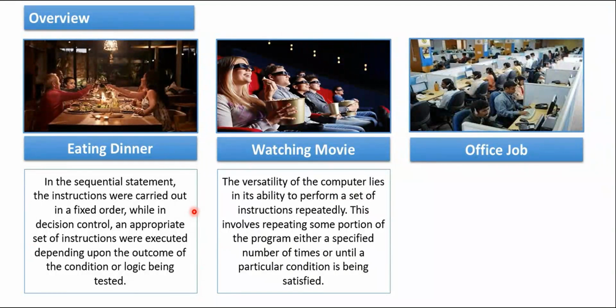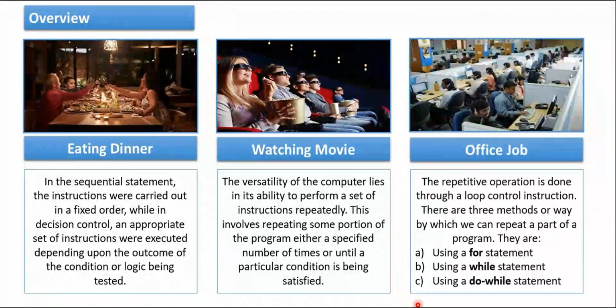Now this involves repeating some portion of the program either a specified number of times or until a particular condition is satisfied. The repetitive operation is done through loop control instructions, and there are 3 methods by which we can repeat a part of a program. They are using a for statement, using a while statement, and using a do while statement. We'll be discussing all of them one by one. So let's start with the for loop.